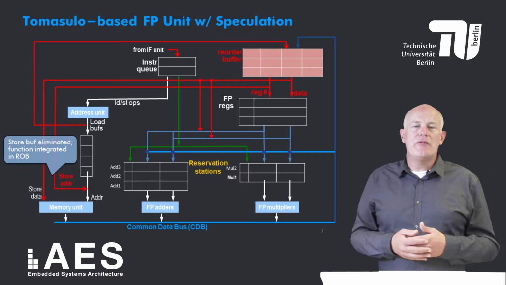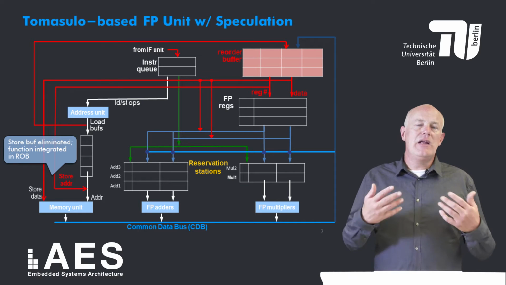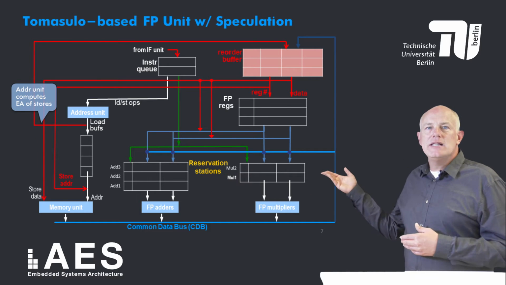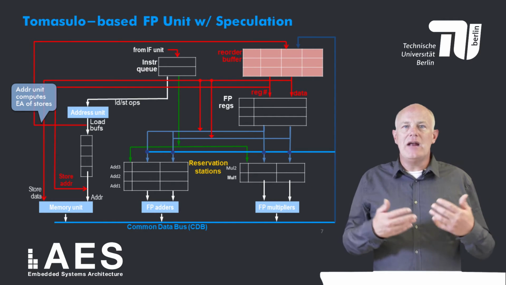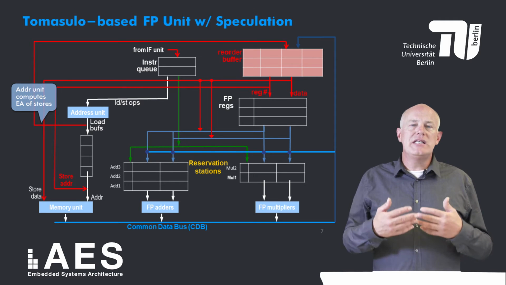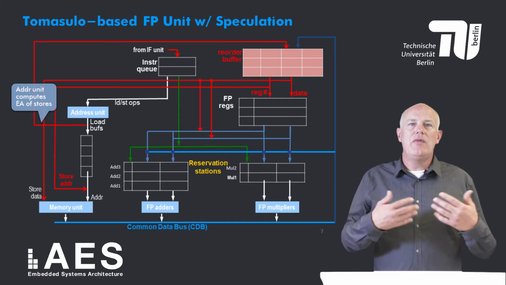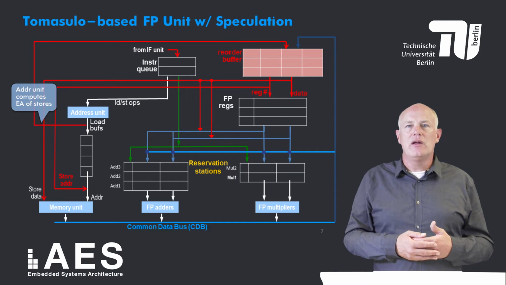Third, the store buffer has been eliminated from this figure. Its function is now integrated into the ROB. Fourth, there is a connection from the address unit to the ROB. This is because the address unit computes the effective address of a store, and this must be stored in the destination field of the corresponding ROB entry.